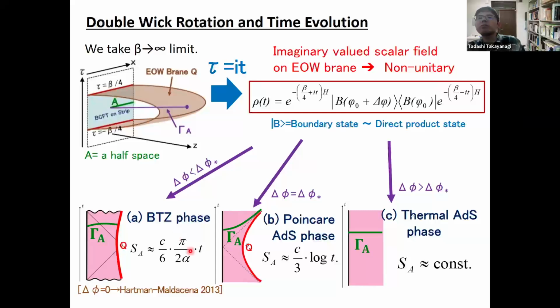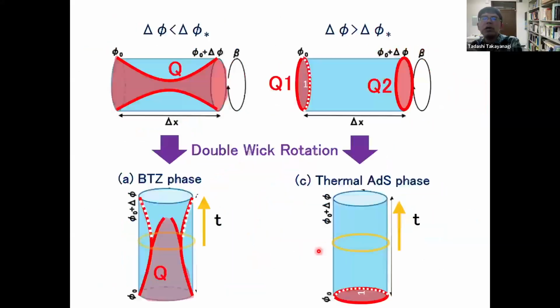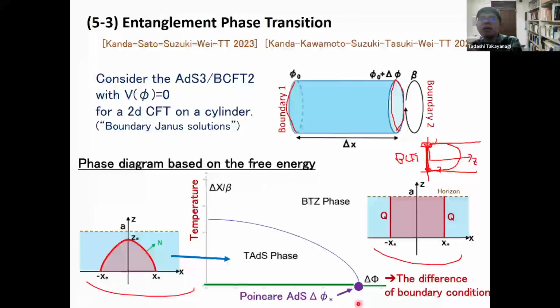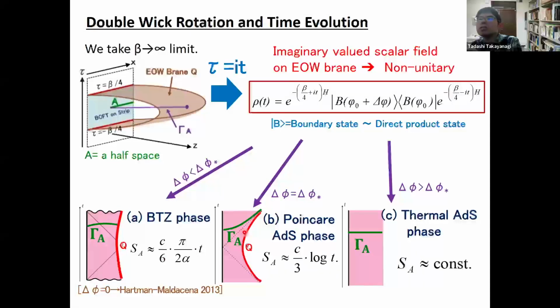You can calculate this coefficient. And in the end, at the critical point, exactly this point, this coefficient goes to 0. Nevertheless, this is a critical point. It looks like the linear t behavior changes into log t behavior in Poincare radius.